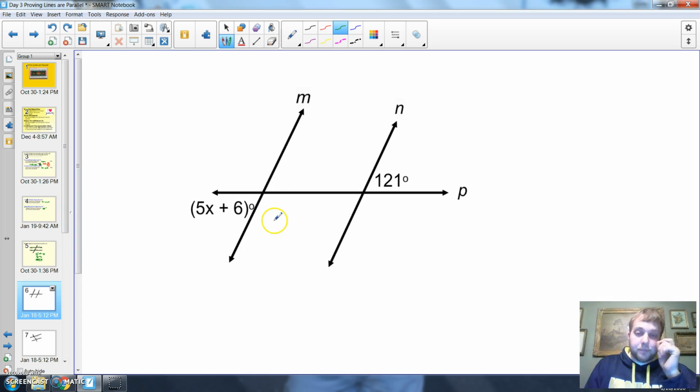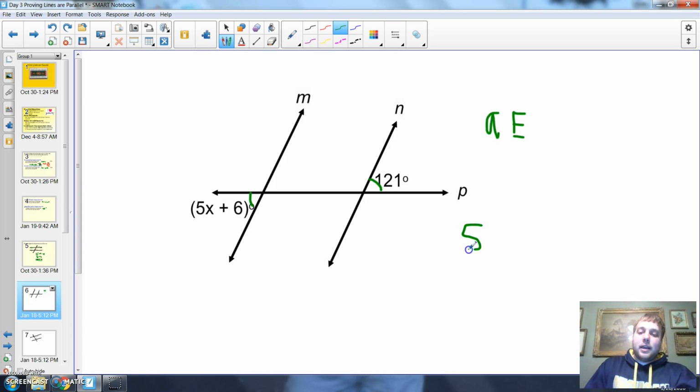Okay, let's try this one. Alright, now these are alternating exterior angles. Let's recall this. Alternating exterior, is that the ugly stepsister? No! These will be the same.